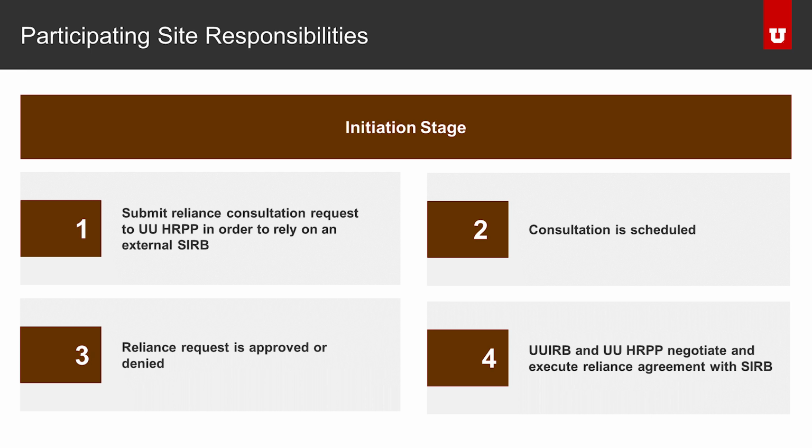Next, the University HRPP will schedule a consultation to discuss your proposal and determine if the Reliance request is feasible. This meeting gives you the opportunity to ask us questions or give us insight to some of the details and special considerations we may need to take into account as we are determining what to include in the Reliance agreement. After this meeting, the University HRPP either approves or denies your request to rely on the external single IRB. If the Reliance request is approved, the University HRPP, with help from the University IRB, will get in contact with the single IRB in order to negotiate and execute an appropriate Reliance agreement.